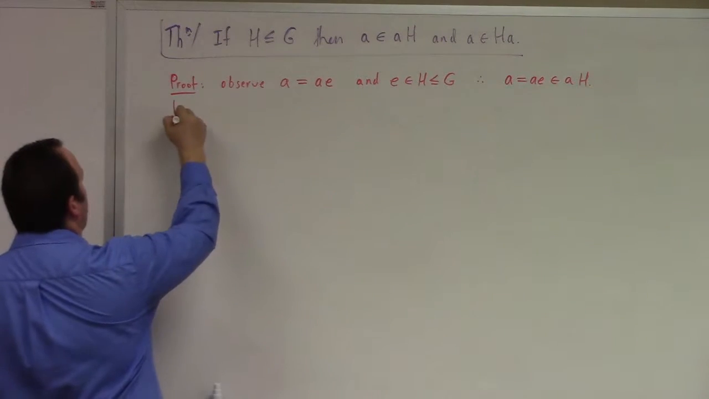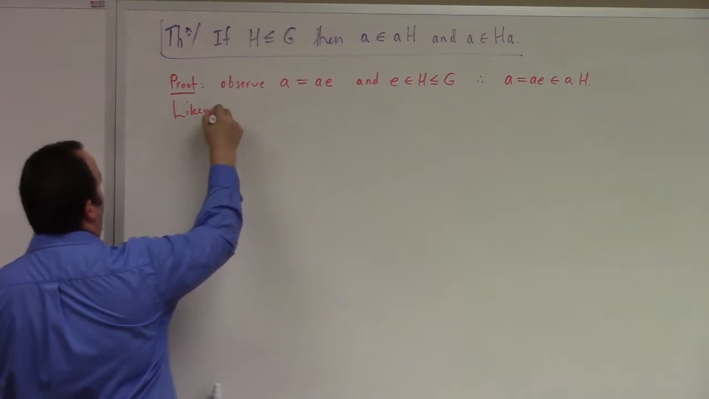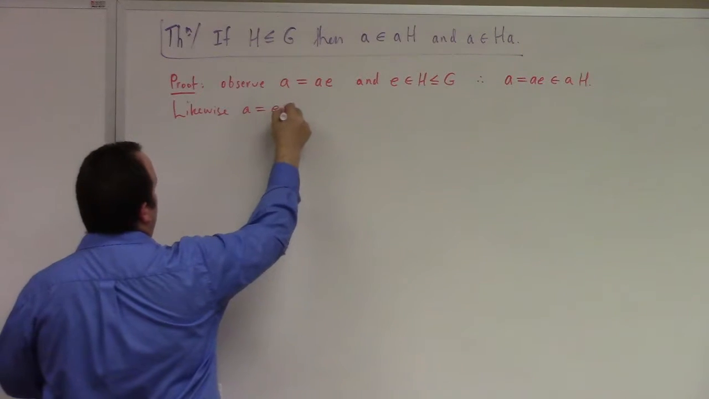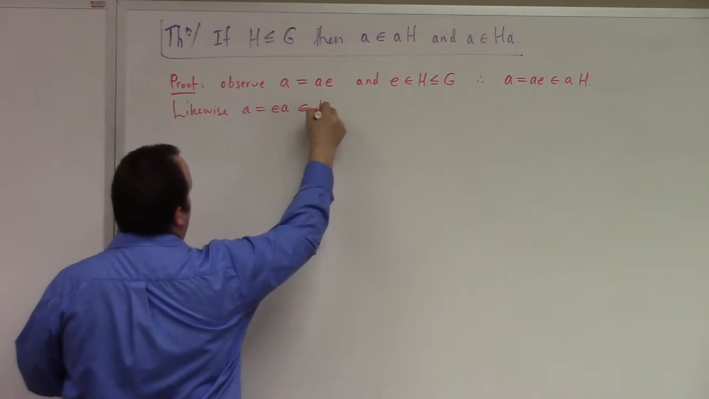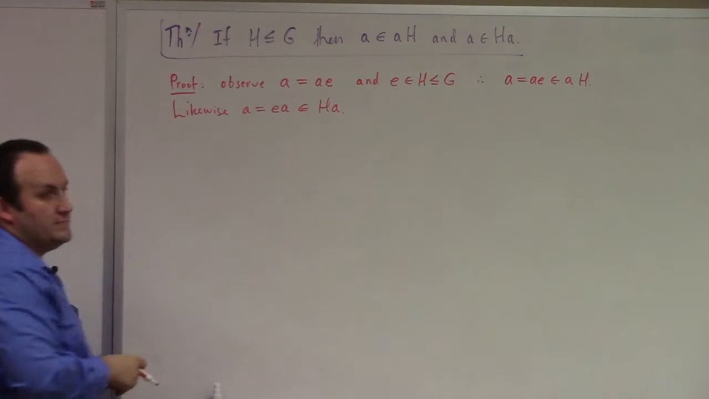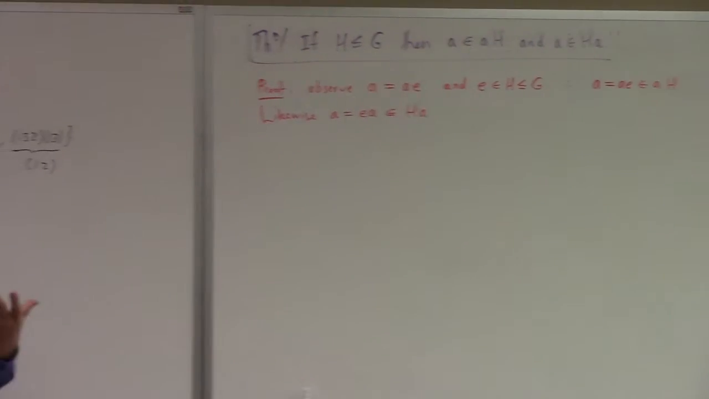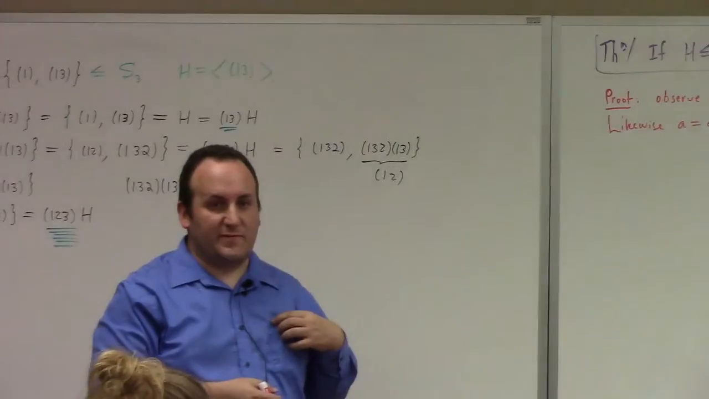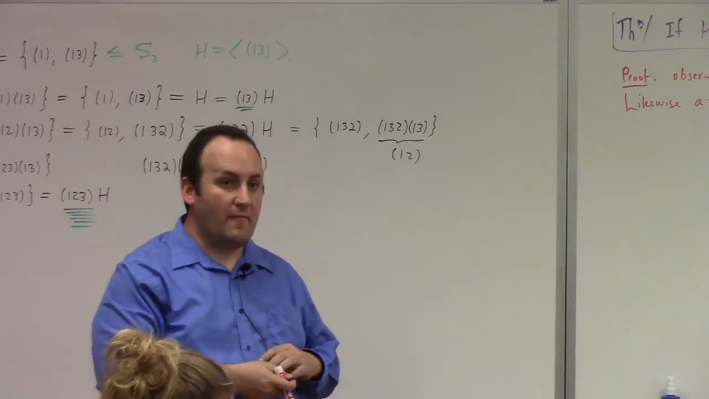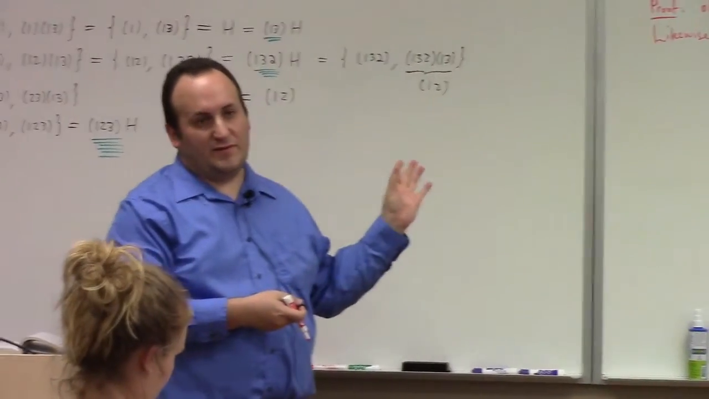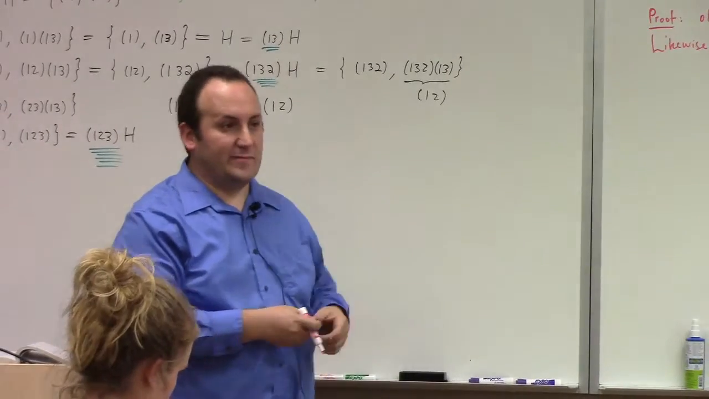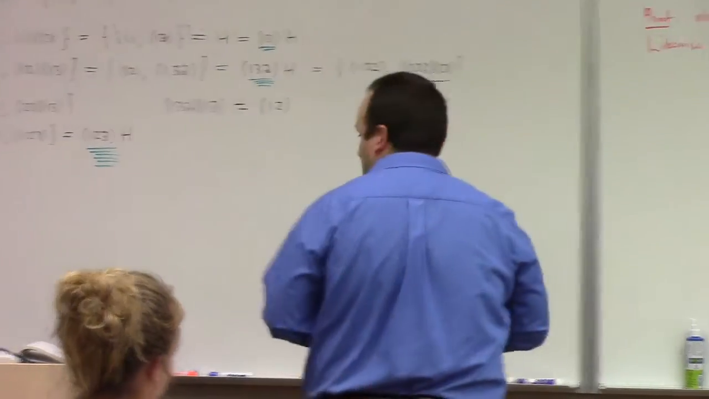Likewise, a is equal to e times a, which is an element of Ha. Okay? But if I was to calculate cosets where it wasn't a subgroup, there really is no guarantee that the representative is in the coset, is there? Because you might multiply everything away from that element. You may never come back to a.